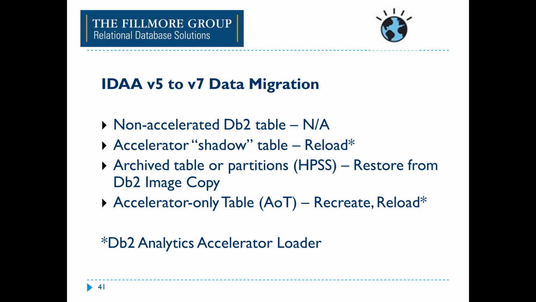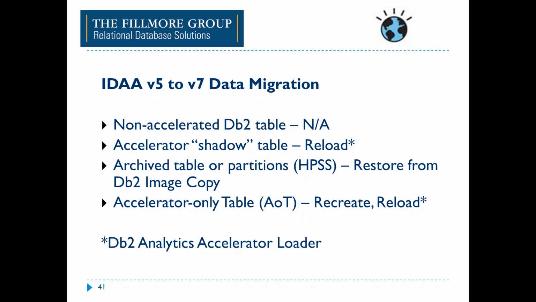If I have archived tables or partitions, the HPSS, the high performance storage saver, I can restore from a Db2 image copy. Remember, when I have archived the data on the IDAA, it deleted the partitions that were being archived from Db2 for z/OS, but in order to do that, it had to take an image copy. I can take those same image copies and reload that back into the IDAA version 7. If I have an accelerator-only table, and the only place it exists is in IDAA version 5, I'm going to have to recreate that somehow.